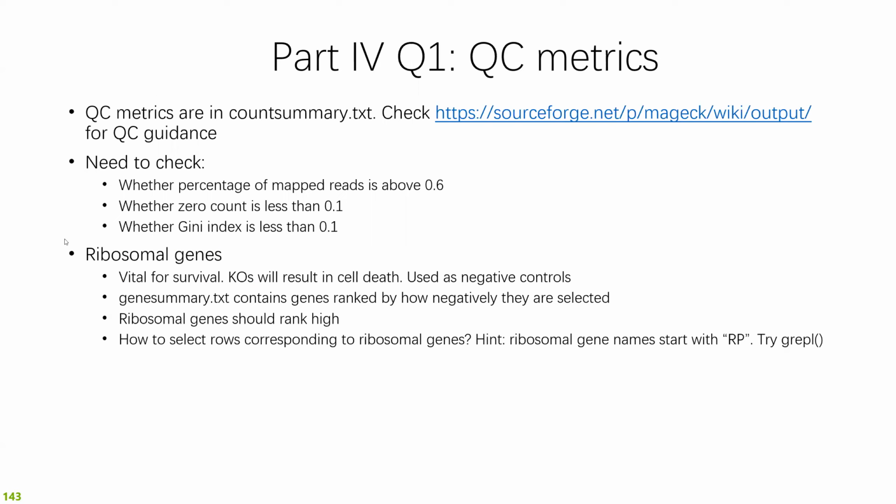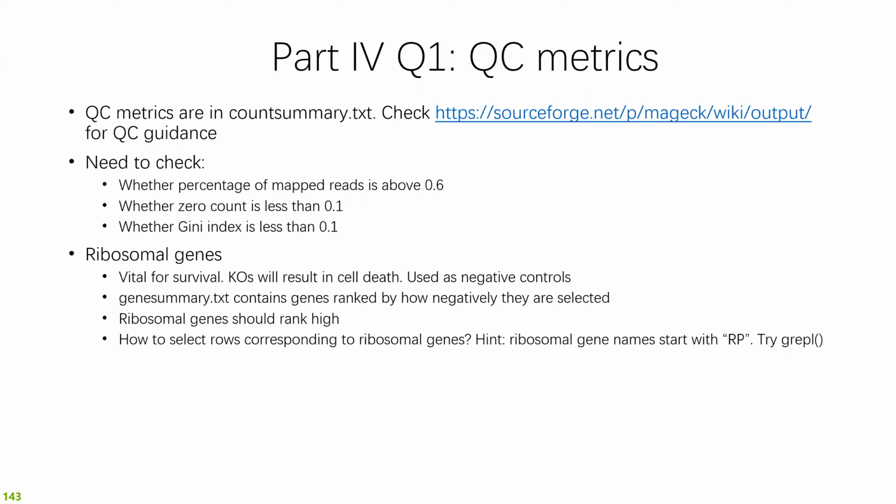And you will be asked to check whether the percentage of mapped reads is above 0.6, whether the zero count is less than 0.1, and whether the Gini index is less than 0.1. So we give you 4 samples, and if these are true for all samples, the data is of good quality. And another layer of QC metrics is ribosome genes.